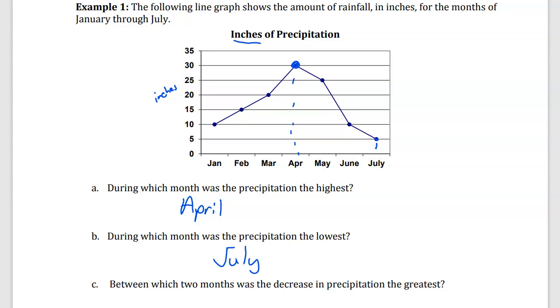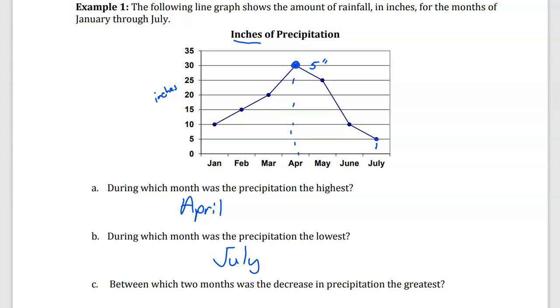Between which 2 months was the decrease in precipitation the greatest? So look between January and February. Did this decrease or increase? Well, between January and February, the amount of rainfall actually increased. Between February and March, it increased. Between March and April, we had a larger increase. We had a 10-inch increase. Okay, between April and May, we had a 5-inch decrease.